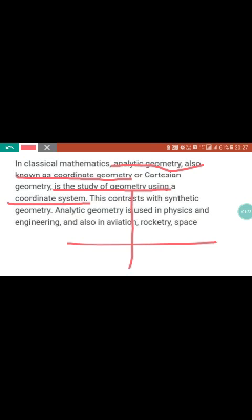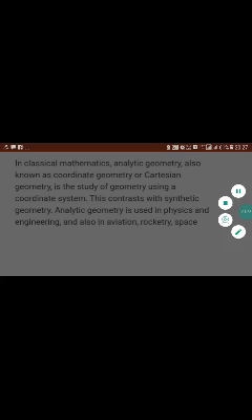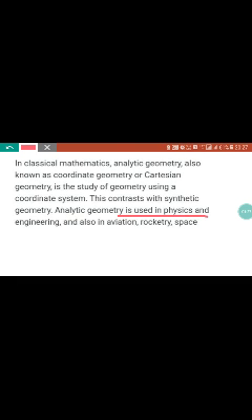Okay, and this geometry is used in physics and engineering, in aviation, rocketry, and space. We need coordinate geometry almost in our daily life also. Suppose we have to go somewhere, we denote it with some coordinates. So this is called coordinate geometry.